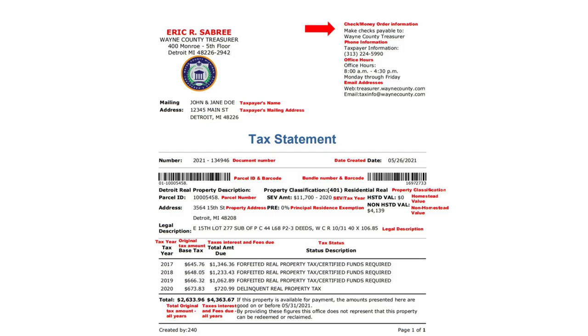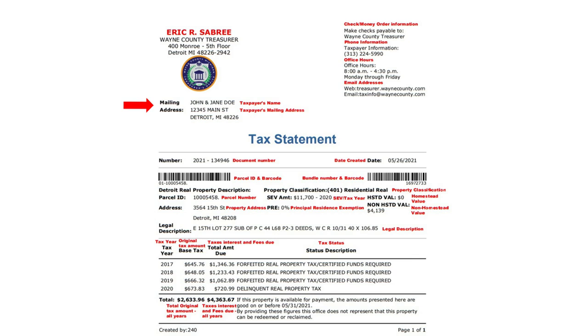In the upper right hand side is the name of who to make your check or money order payable to, the phone number to our call center for taxpayer information, our office hours, and email addresses for tax and payment plan information.